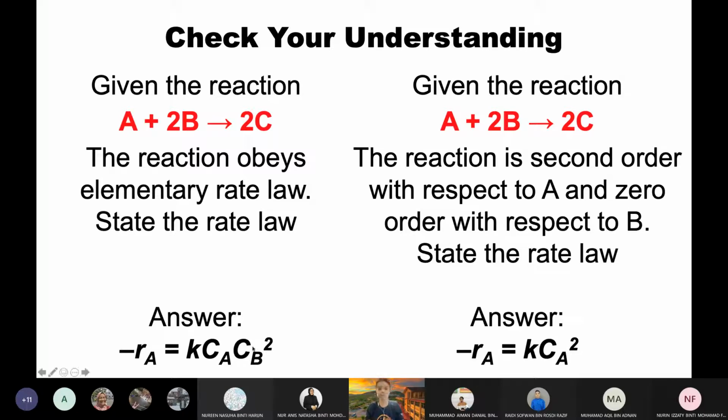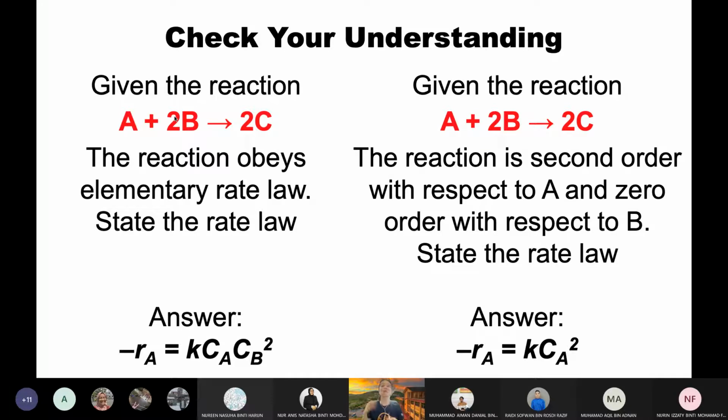Then Cb power of 2. So why power of 2? Because the stoichiometric coefficient in front of the species B is 2. So you get the rate law minus RA equals to K Ca Cb power of 2. Okay, so that's how we elucidate or we deduce the rate law based on the assumption this follows elementary rate law.